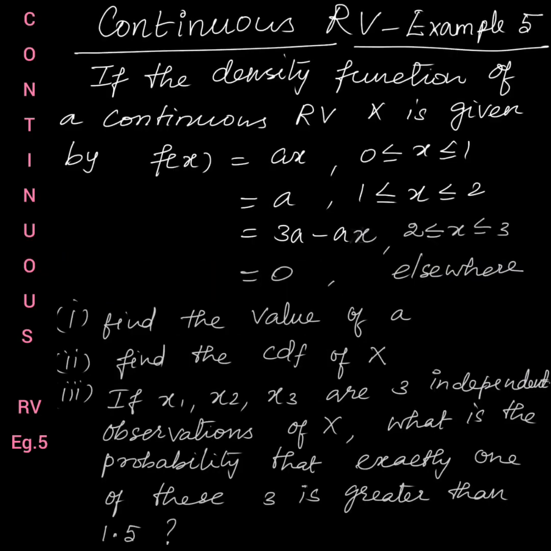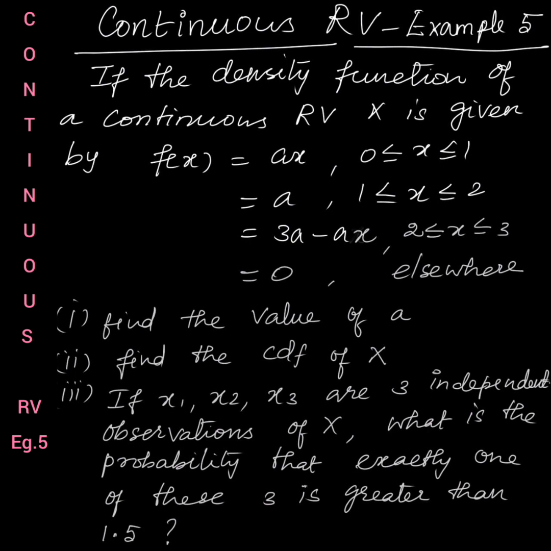Problem number 5 of continuous random variable title is here. If the density function of a continuous random variable x is given by f of x equal to ax, where 0 less than or equal to x less than or equal to 1, it is a when 1 less than or equal to x less than or equal to 2, it is 3a minus ax when 2 less than or equal to x less than or equal to 3, and it is 0 elsewhere.